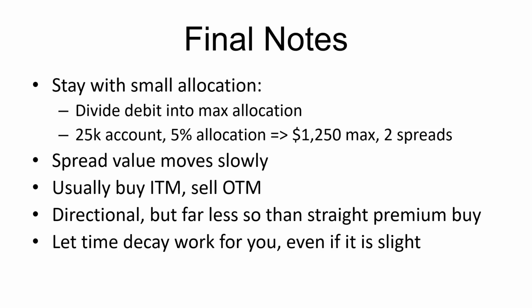So just a couple of final notes on the way I trade debit spreads. Just a reminder that you need to stay small with your allocations. I usually recommend around 5%. It's pretty easy. You just divide the debit into the maximum dollar allocation, and whatever that is, then you just go with that. So let's say you have a $25,000 account and you have a 5% allocation. That means you can dedicate $1,250 to the trade.